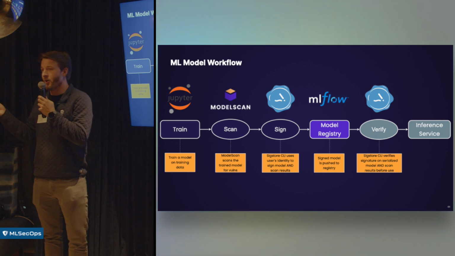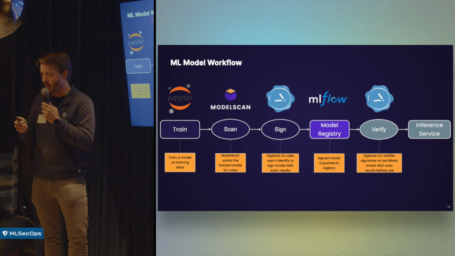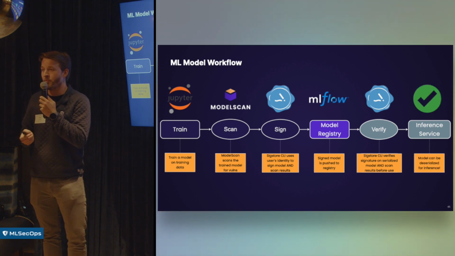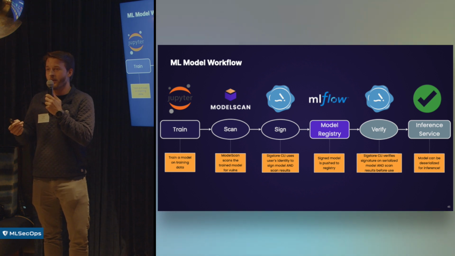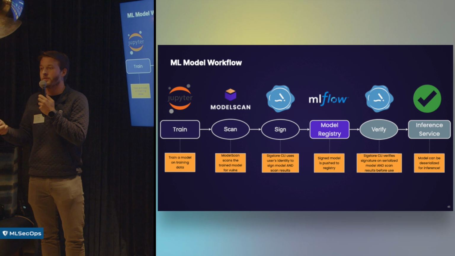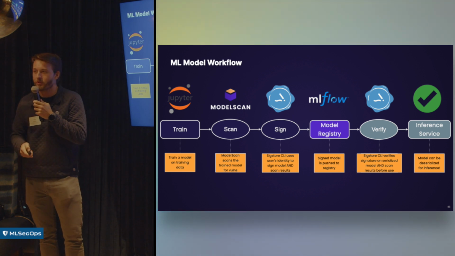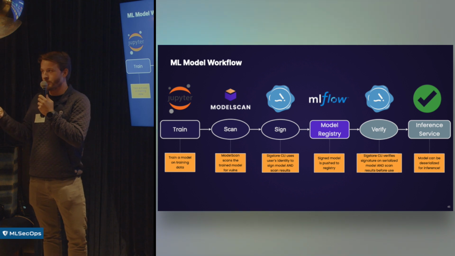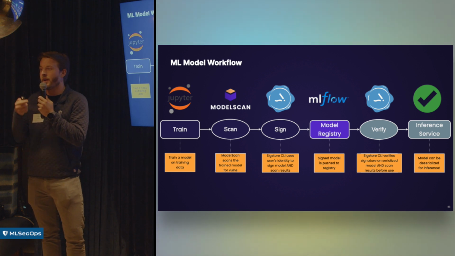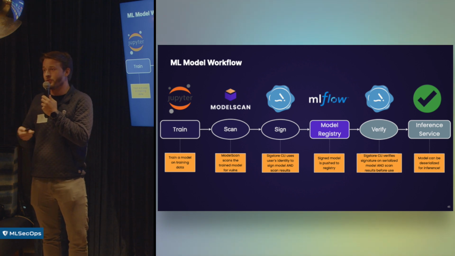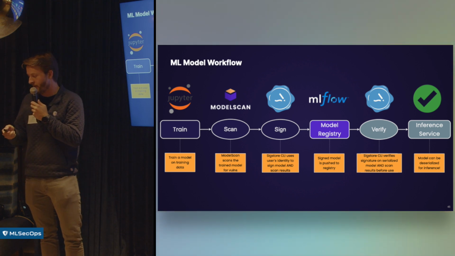Whereas if it is the same artifact, then this verification will succeed and we can confidently deploy it into our production application and have absolute confidence that this model file is the same one that we started with. So this is basically how we envision using these zero trust principles to scan, sign, and verify any of your machine learning models when they're going out into production.